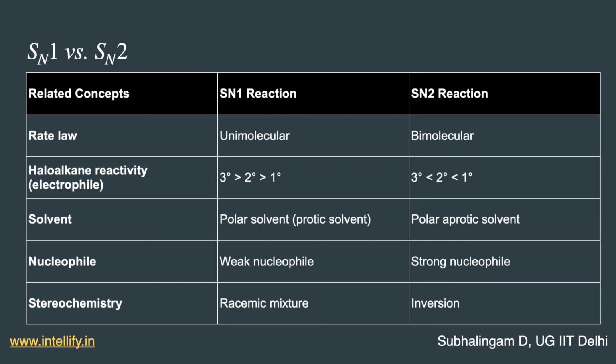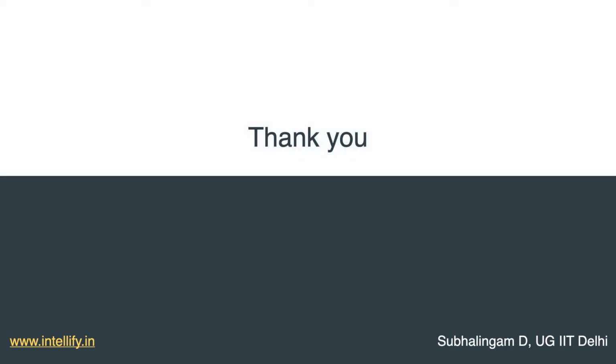Stereochemistry: this we have seen in detail in this video. SN1 gives a racemic mixture, SN2 gives inversion. And for these two to happen, the substrate should initially be optically active. Otherwise, there is no point in discussing the stereochemistry of the products. The products themselves will be inactive because there is no asymmetric carbon.